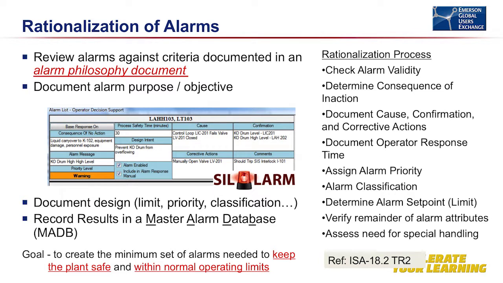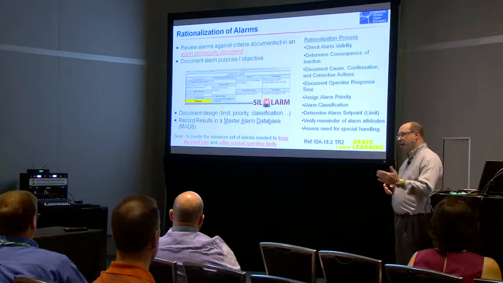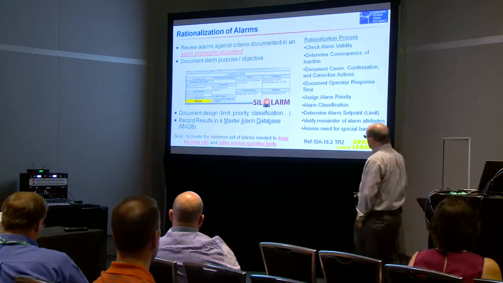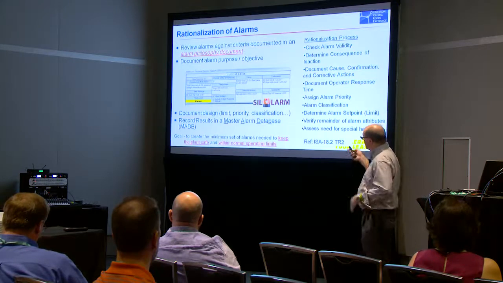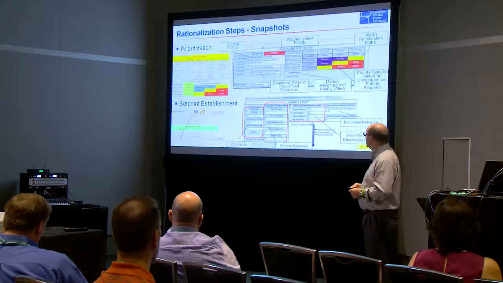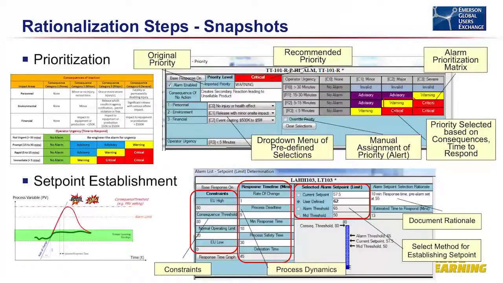Exida has a tool called SILAlarm that works with DeltaV that will guide you through this process, help you determine whether the alarm is valid, and document your decision-making process. And here are some examples or screenshots of that. We have our prioritization matrix. We're ranking the consequences, evaluating the consequences, and coming up with what the priority of the alarm should be.